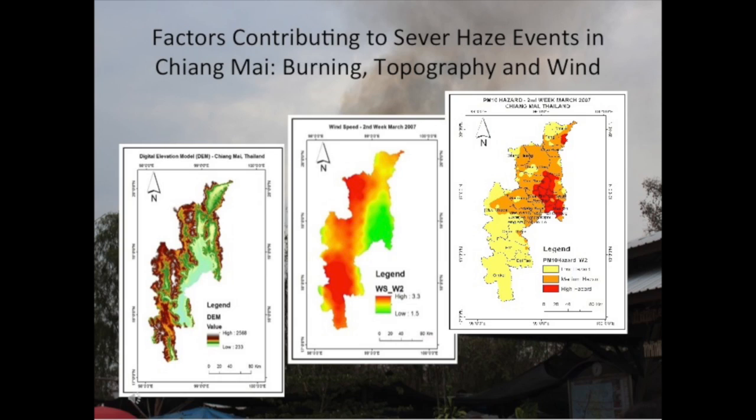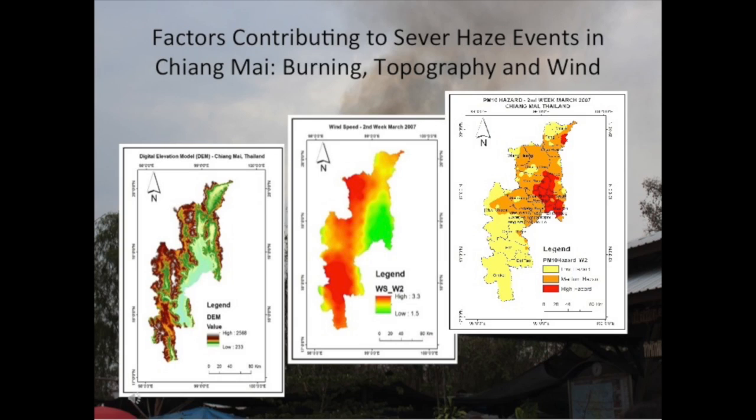There are three main factors that led to haze events in the city of Chiang Mai. The first and most important one is the burning of biomass by upland farmers. According to an emission inventory carried out by the Air Pollution Department of Thailand for the city of Chiang Mai, 89% of air pollution in the city could be attributed to the burning of forest lands.